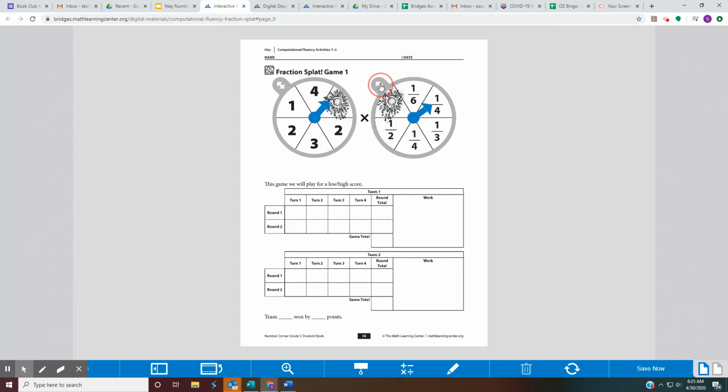All right. Can I make? Ooh, I can move the spinner. That's kind of cool. All right. So we're gonna spin. Let's spin the fraction first for you. A splat.